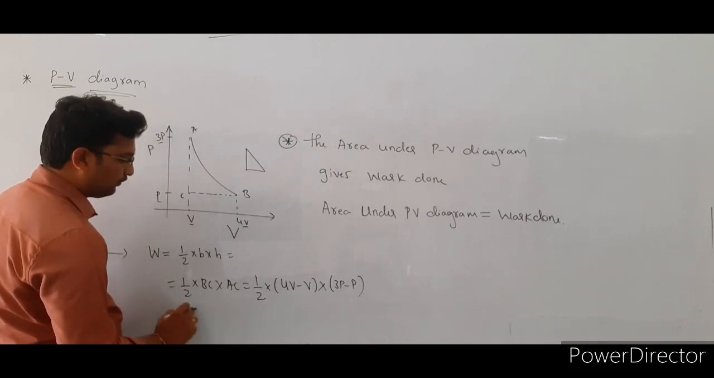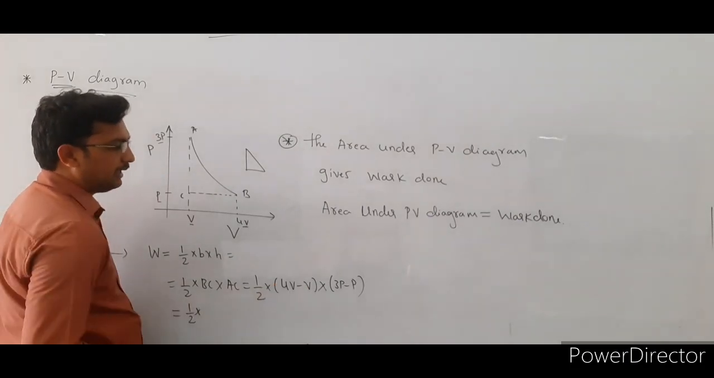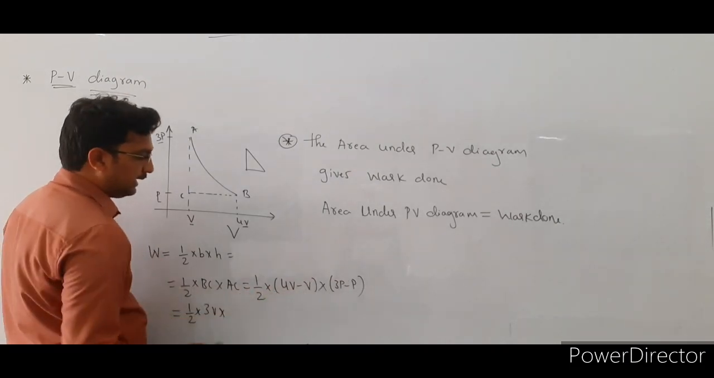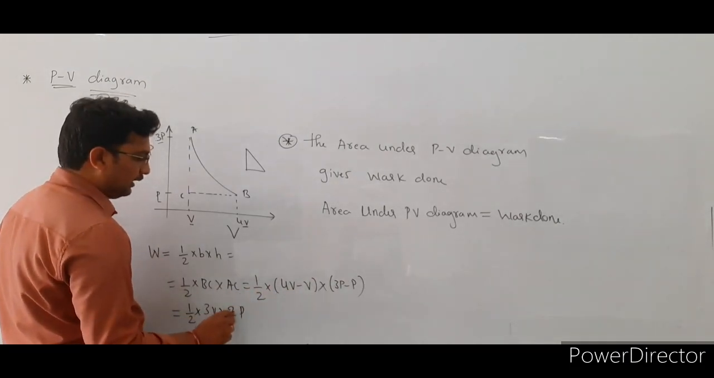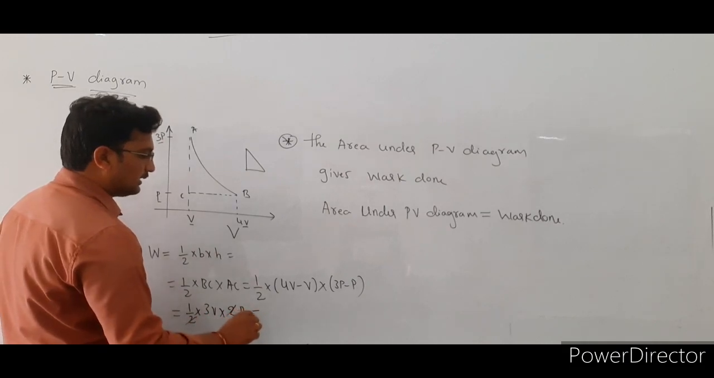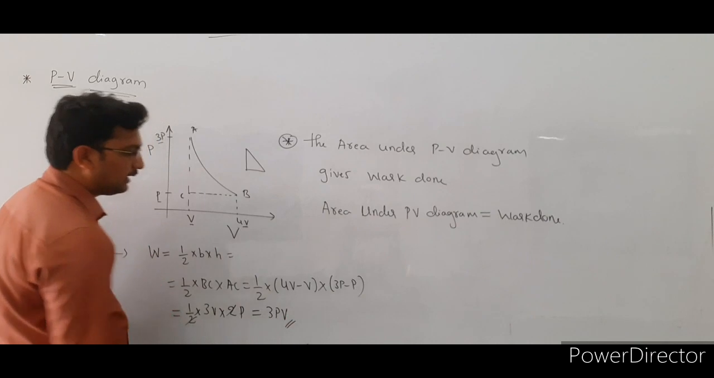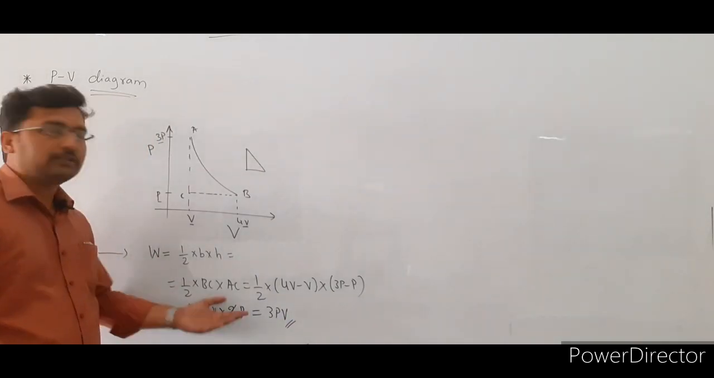So this is equal to 1 by 2 into 4V minus V, that is 3V, into 3P minus P, that is 2P. Here the 2 gets cancelled, and the result is 3PV. So work done is equal to 3PV.